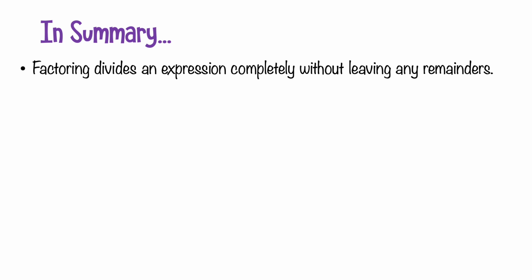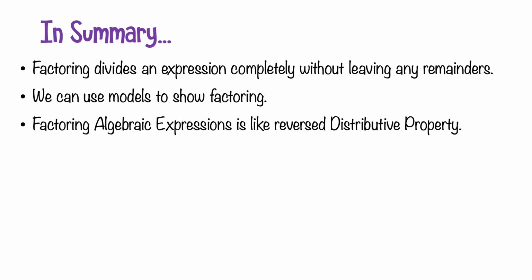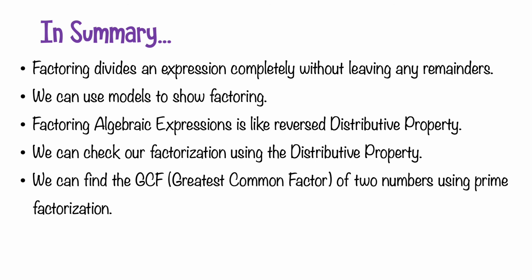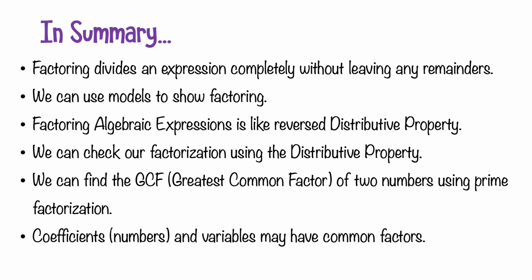In summary, factoring divides an expression completely without leaving any remainders. We can use models to show factoring. Factoring algebraic expressions is like reverse distributive property. We can check our factorization using the distributive property, and we can find the greatest common factor of two numbers using prime factorization. Coefficients are numbers, and variables may both have common factors. And that's all.